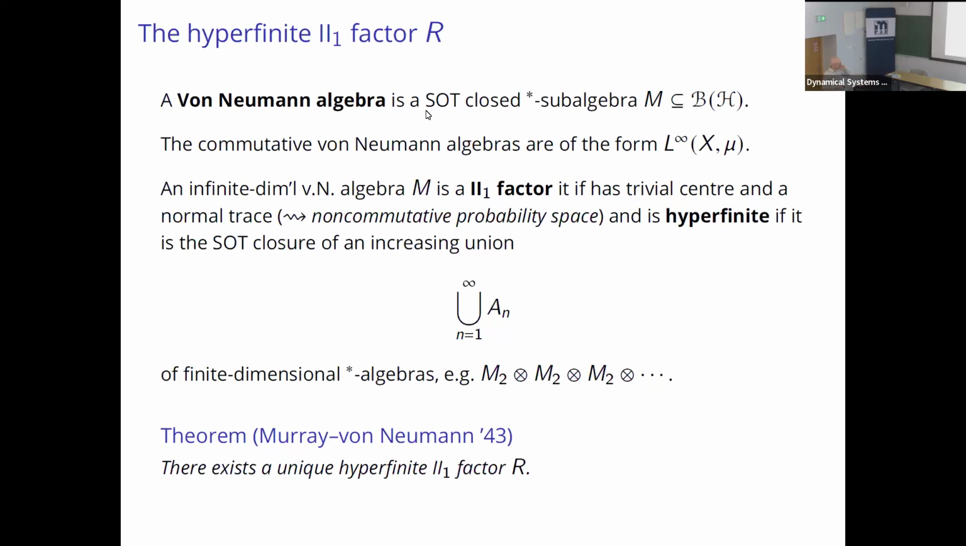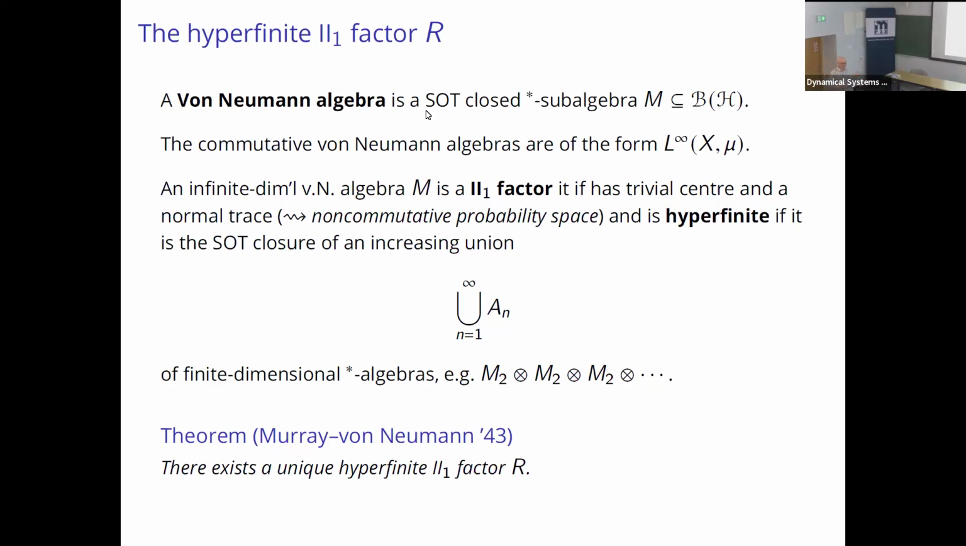And then one of the fundamental results of Murray and von Neumann here is that there's a unique one of these. Doesn't matter how you piece together these finite dimensional components, you always end up with the same thing, as long as it has a normal trace in the end. There's only one of these, and R is the conventional notation for this thing. This is the hyperfinite II_1 factor.